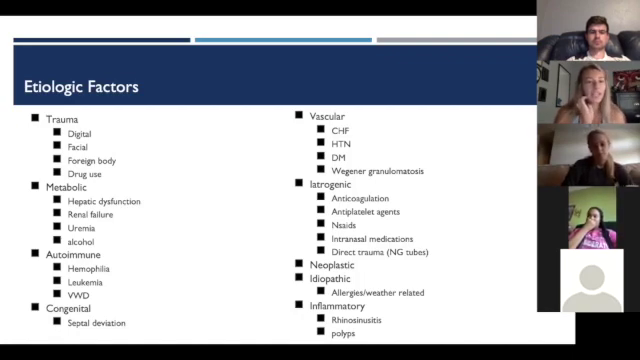So you want to take that into account whenever you're taking your patient history if they have a nosebleed, because there's a lot of different questions based off of this that you could ask to try and narrow down the cause of your patient's nosebleed.